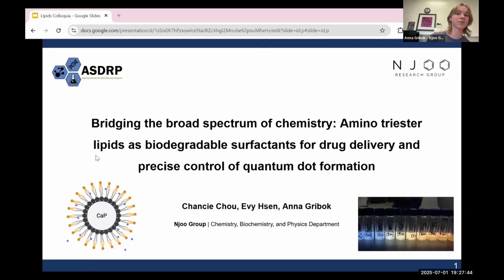So today we will be presenting on the synthesis of amino triester lipids and their applications as biodegradable surfactants for drug delivery and precise control of quantum dot formation. In this project, we took on a broad spectrum of chemistry, including chemical synthesis, biochemistry, and a little bit of physics.